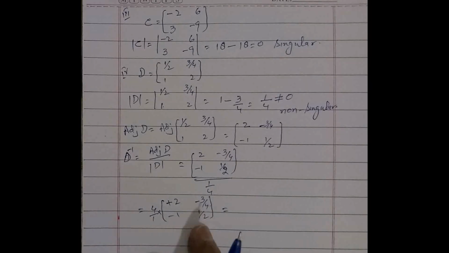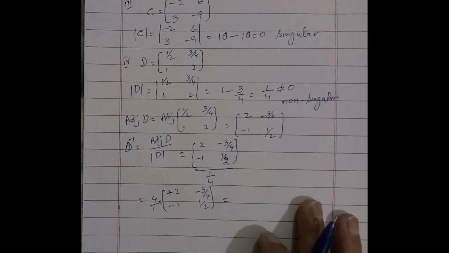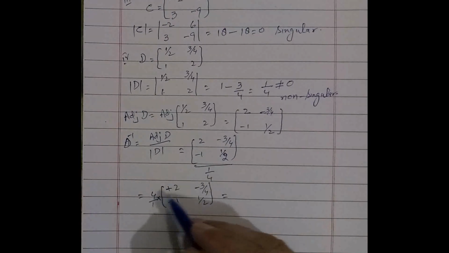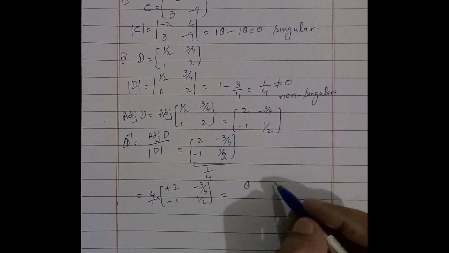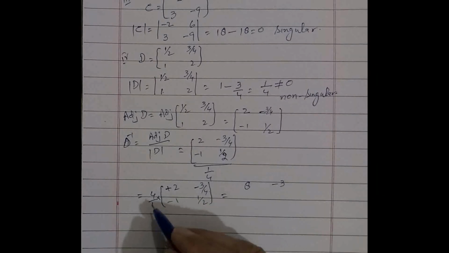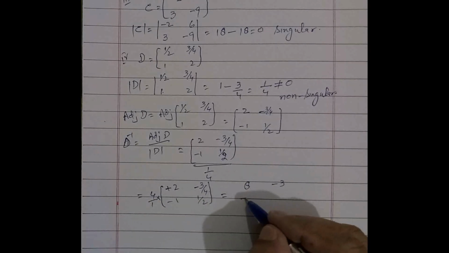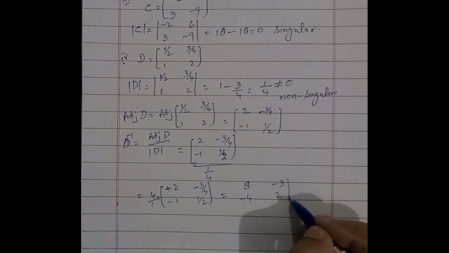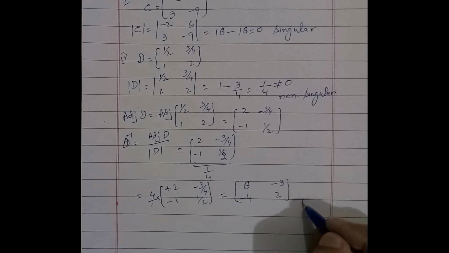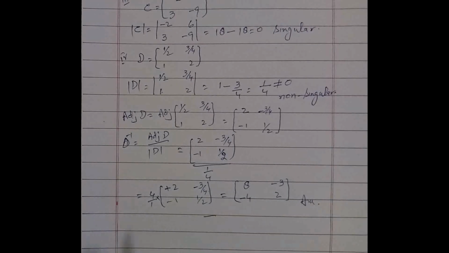Now we multiply 4 to all the elements of adjoint of D, which is 4 twos are 8, 4 multiplied by minus 3 over 4 is equal to minus 3, 4 multiplied by minus 1 is equal to minus 4, 4 multiplied by 1 over 2 is equal to 2, and it is the inverse of D.